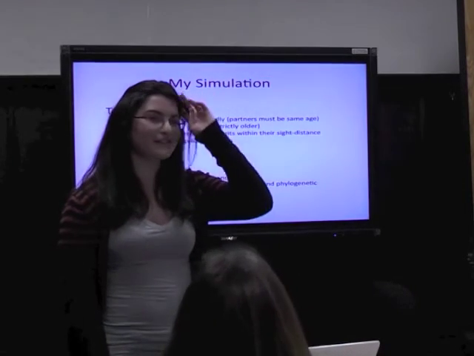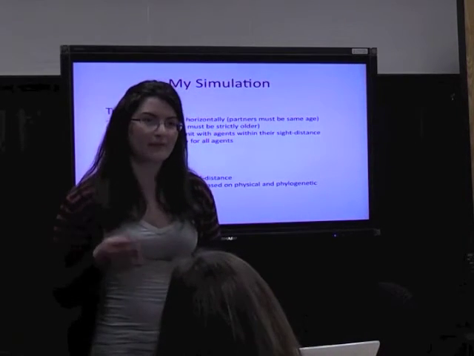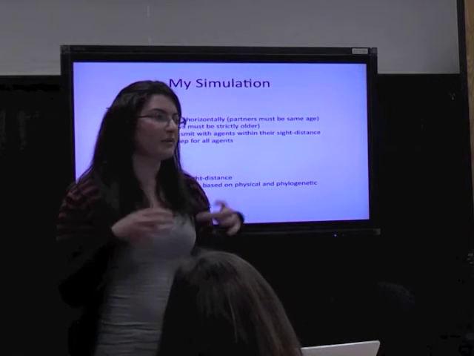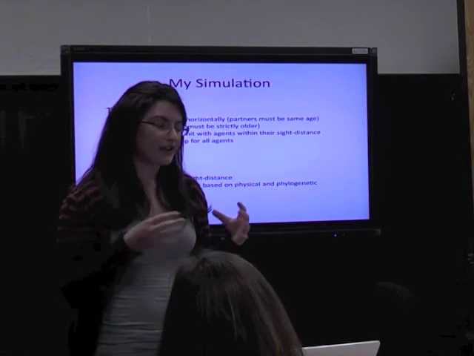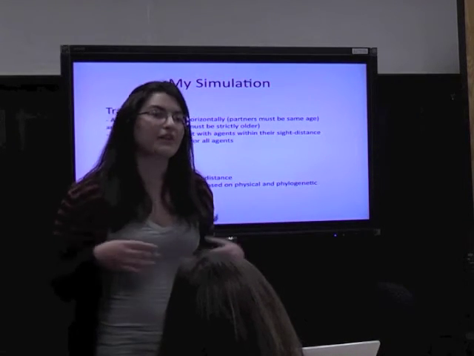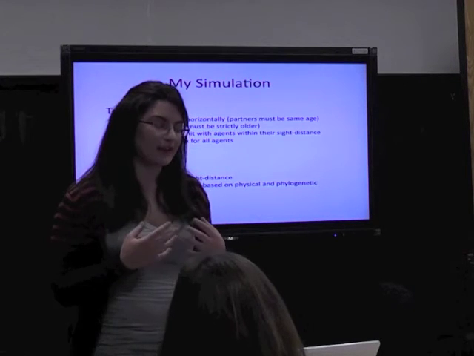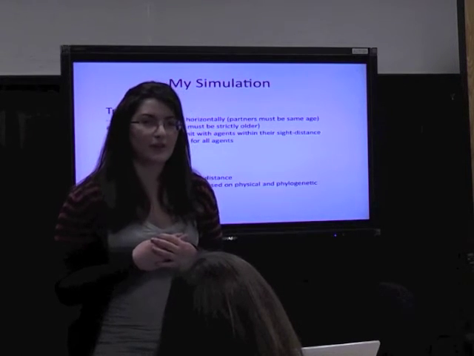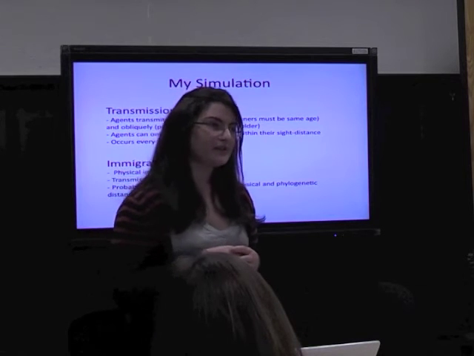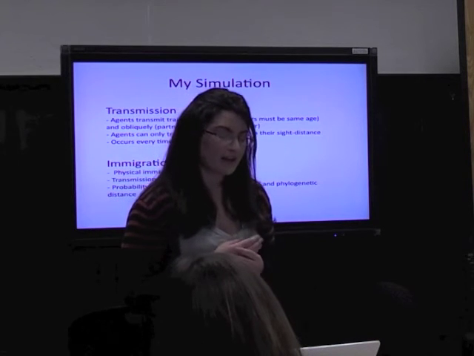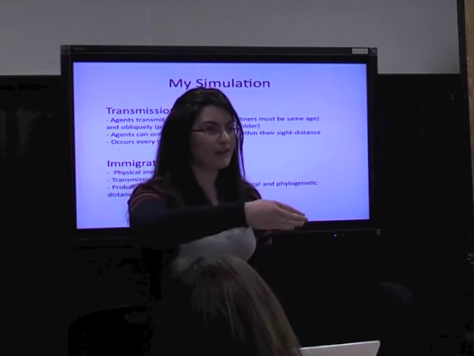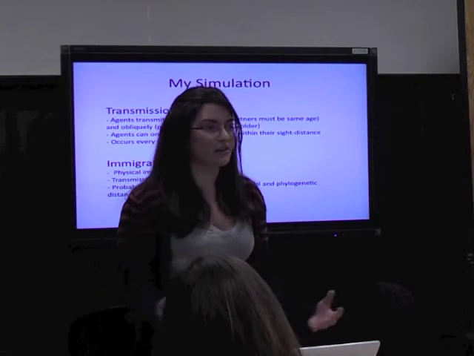The transmission set happens every time step for all agents. Agents transmit within their group, and they transmit traits with groups that are very close around them. And immigration is much rarer. It happens to a very small set of agents every time step, and it's physical immigration, like physically moving to another group, for example, intermarrying into another group.